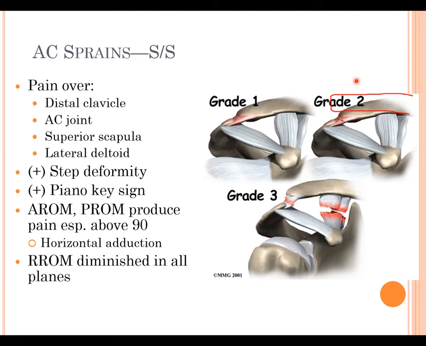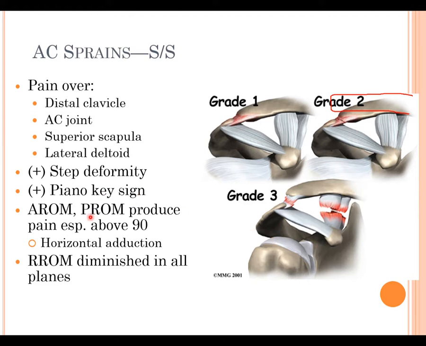detailed type of test. Just like the SC joint, we're going to have pain with active and passive range of motion above 90 degrees. Anything overhead is going to cause a lot of pain. We're especially also going to have pain with horizontal adduction. When you bring your arm into horizontal adduction, we see this AC joint having to pivot because your scapula is going to come around into protraction. So that's going to cause a lot of pain.